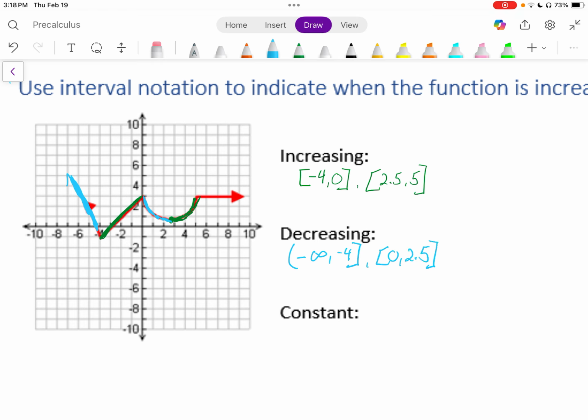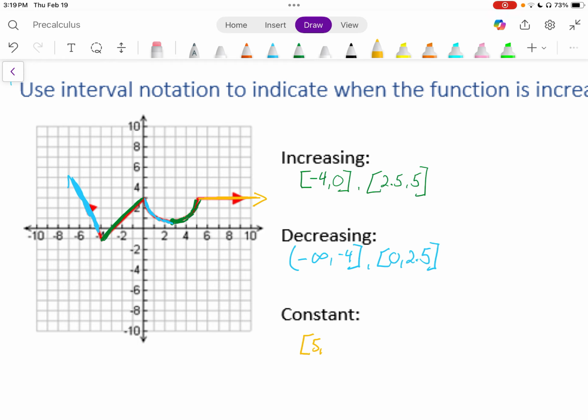And is this thing ever constant? Constant is when it's horizontal. So it's horizontal in this section I'm putting in yellow, and that starts at 5 and has an arrow there, so it goes up through infinity, and we use a parenthesis for infinity.